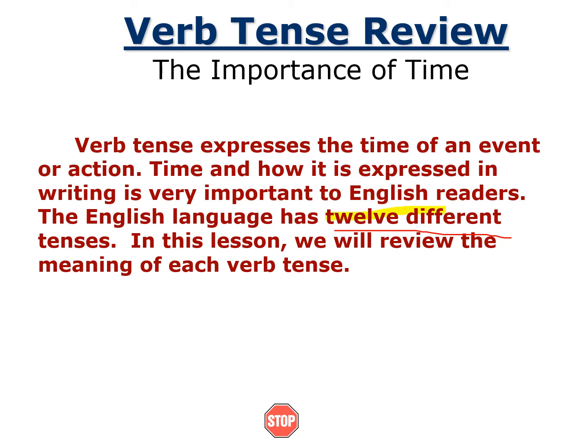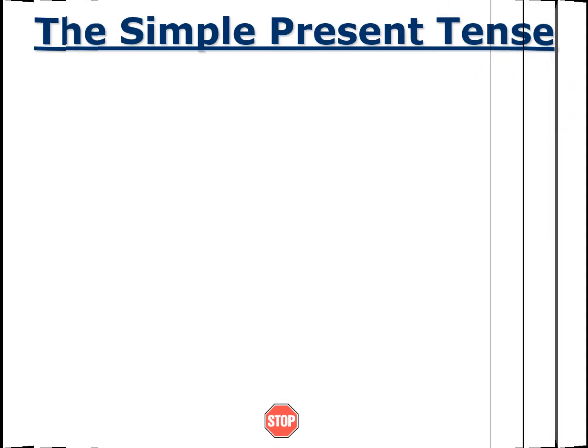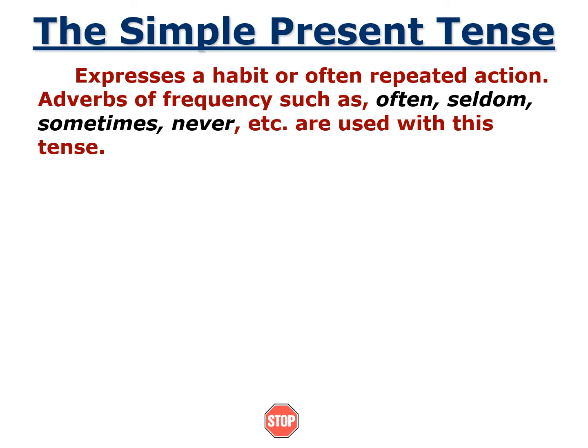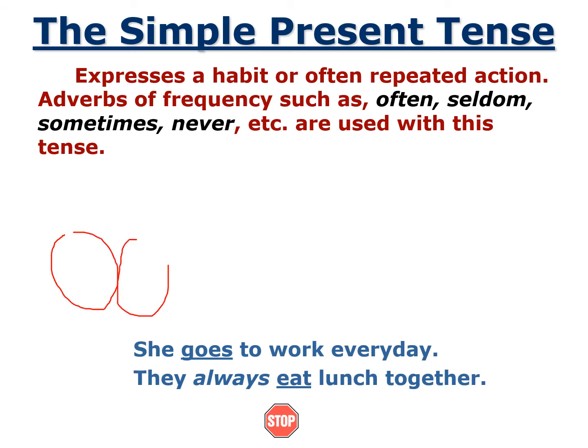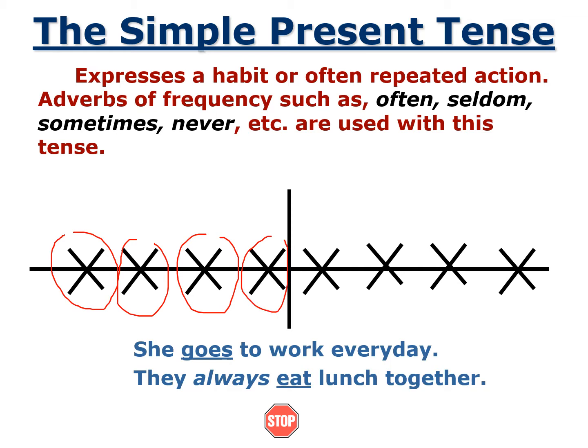Look at these 12 tenses, and we are going to review them one by one. In this lesson, we will review the meaning of each verb tense. So let's get started with the first and basic tense of the English language, which is the simple present. The simple present tense expresses a habit, often repeated actions. So whenever you want to speak about something that is a habit, as you can see on this timeline, it is repeated actions, and this is to show that simple present expresses repeated actions or habits.